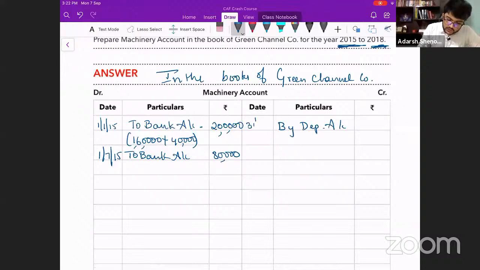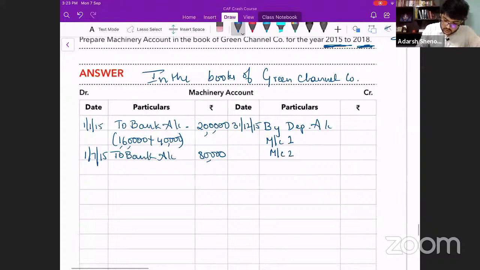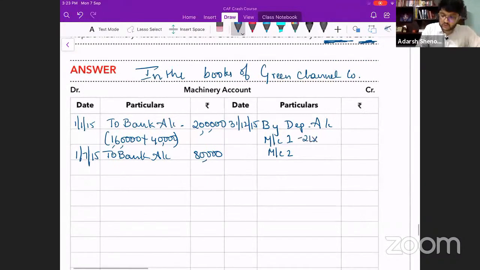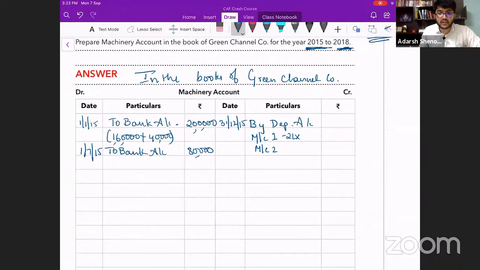There are two assets with me now, 31/12/2015. I have to calculate machine 1 and machine 2. Machine 1, what is the cost of the machine? 2 lakhs. Should we calculate depreciation for the whole year or should we calculate it for part year? We have to calculate it for the whole year. 2 lakh into 10%, directly you tell me. How much is the amount you get? 20,000 rupees.